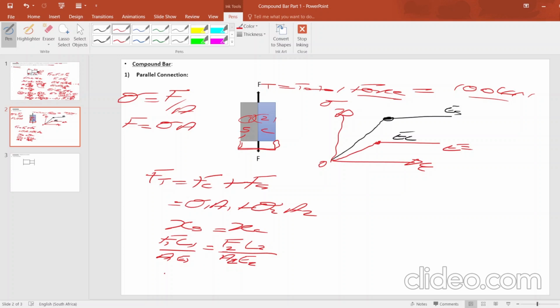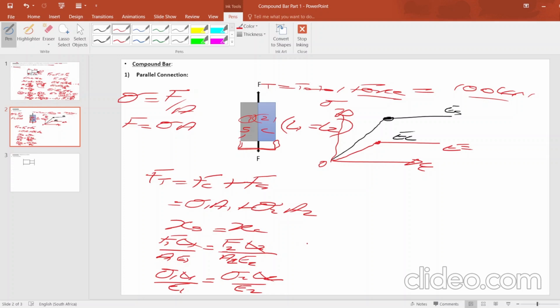Now if we are dealing with this from the stress perspective, we know that here we'll have stress 1 L1 over E1 equals stress 2 L2 over E2. But here we know that under parallel connection, L1 equals L2. That is the condition that we have under the parallel connection. That means the L and the L will cancel out. Then you'll have stress 1 over E1 equals stress 2 over E2.